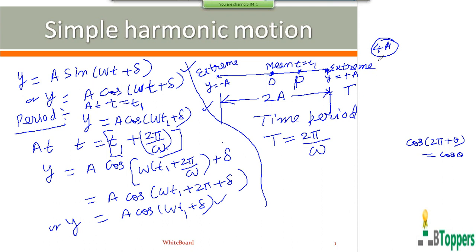The distance covered by the particle during one oscillation is equal to 4 times the magnitude of displacement amplitude. That means the motion repeats. You can observe that we have seen mathematically that the displacement of the particle at the instant t equal to t1 plus 2 pi by omega is the same as the displacement at the instant t equal to t1. That means the motion repeats at regular intervals of time equal to 2 pi by omega. So 2 pi by omega can be taken as the period of simple harmonic motion.